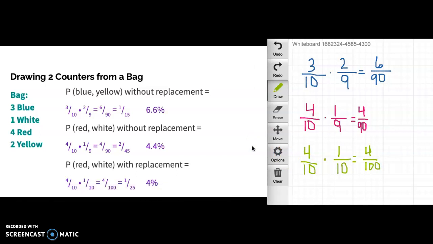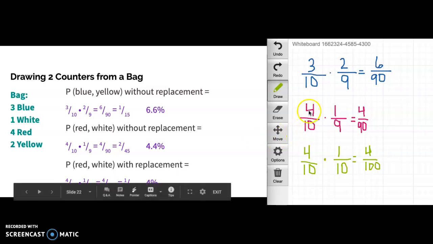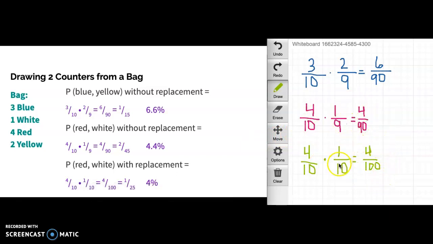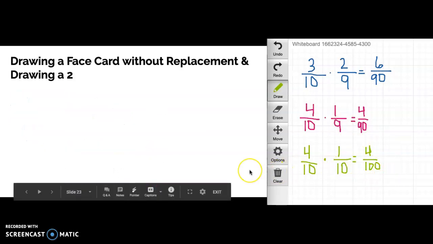Okay, so you can see the difference. It's the same setup, red and white, but this one is without replacement, and this one is with replacement. So you really need to pay attention to what it says because that'll affect your second event. Okay, let's look at another example.